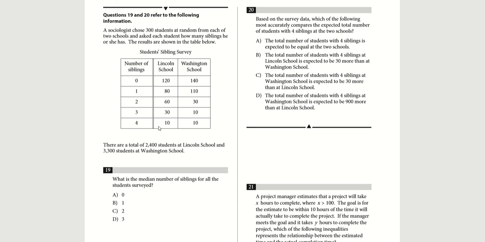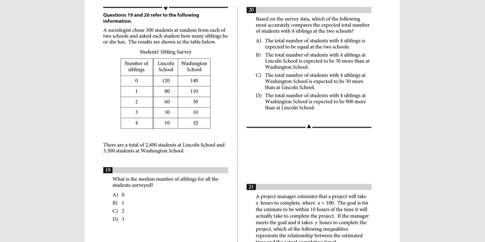Alternatively, you can think about it this way. It's like a proportion: 10 out of 300 is equal to x over 2,400, and then you'd be solving for x. That's basically what we're doing. So if you figure it out, there are going to be 80 students at Lincoln School with 4 siblings. 80. So let's write that down. And moving on, we have to figure out how many students are expected to have 4 siblings at Washington School, and then we can compare the two.